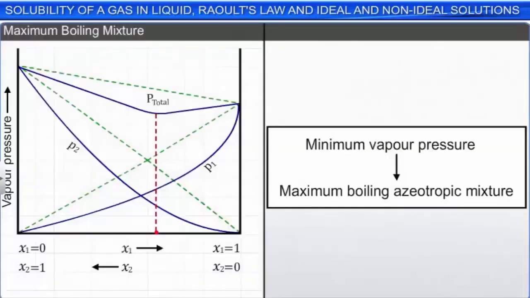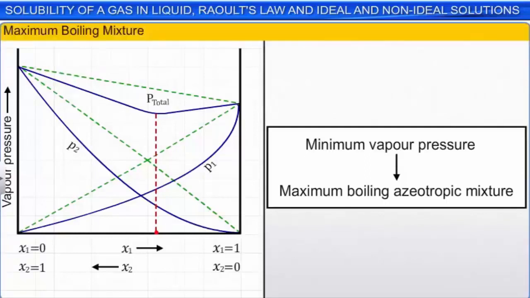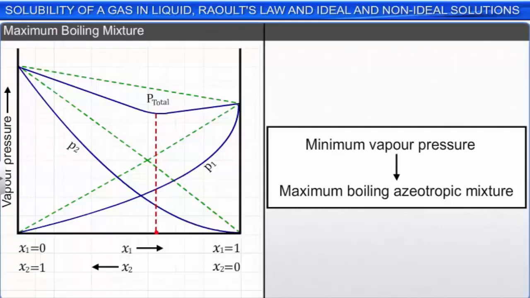Let us now discuss the other type of azeotropic mixtures: the maximum boiling azeotropic mixtures. When the magnitude of negative deviations from ideality is very large, the total pressure curve in such cases passes through a minimum X. As you can see in the diagram, the point X corresponds to the minimum vapor pressure, so this will result in a maximum boiling azeotropic fraction.